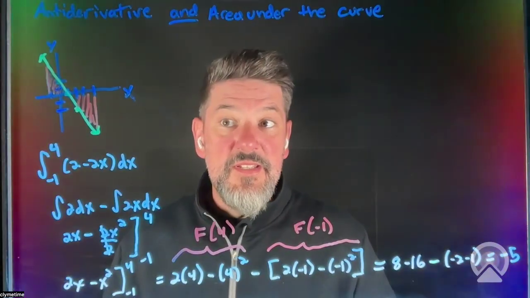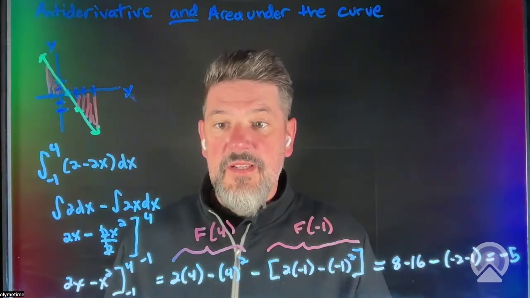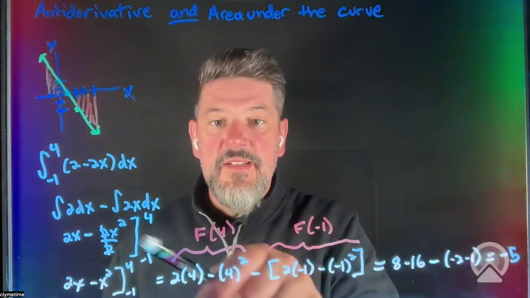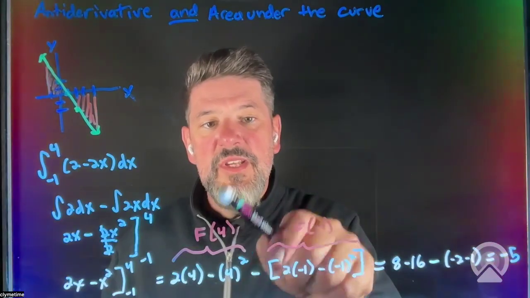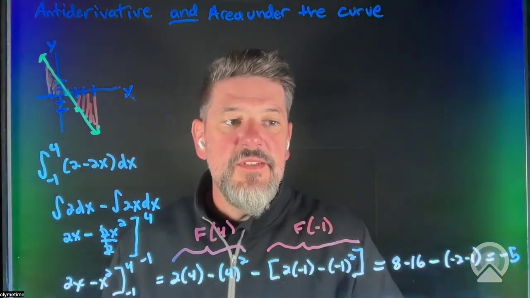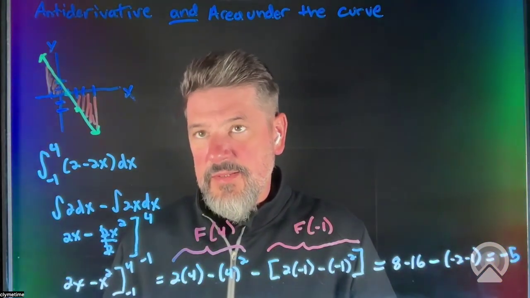And so what that means is it must be that the area also comes out to be -5, because it involves two things. It's the antiderivative evaluated for a definite integral at b and a, and it's the difference between the two. And it's also the area underneath the curve. So let's take a look at the area underneath the curve now. What does that come out to be?